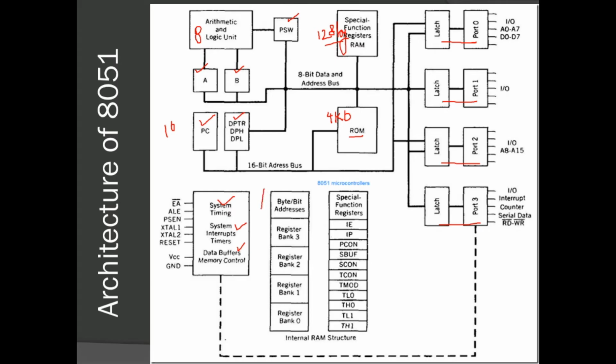Along with that, this block here shows the internal structure of the RAM, which is shown here. Now you see, the RAM itself is divided into 4 register banks, that is register bank 0, 1, 2 and 3, and a byte and bit addressable space. Along with that, we have the special function registers, namely TH1 and TL1, TH0 and TL0. These four 8-bit registers correspond to timer 0 and timer 1.